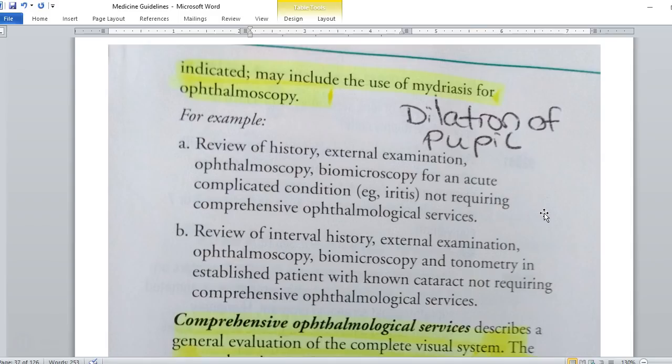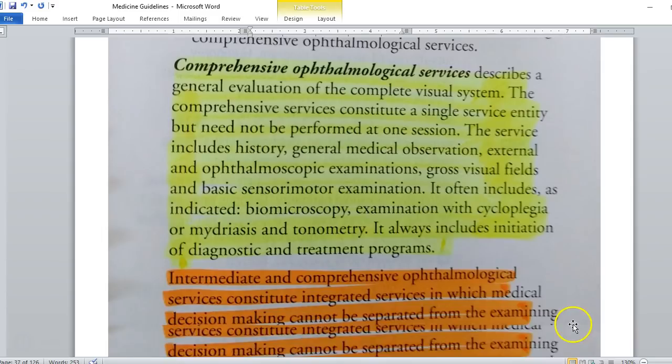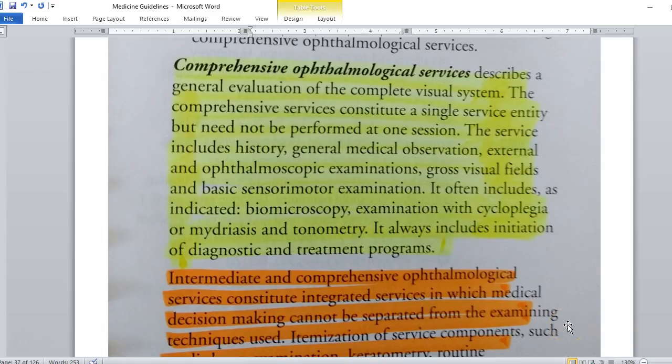Okay, and when we see things like biomicroscopy, that's when they're looking through a microscope into the eye and shining a very bright light so they can actually look at the back. They can look through all of the different areas of the eye and look for eye health. A comprehensive ophthalmological service is an intermediate service and more.